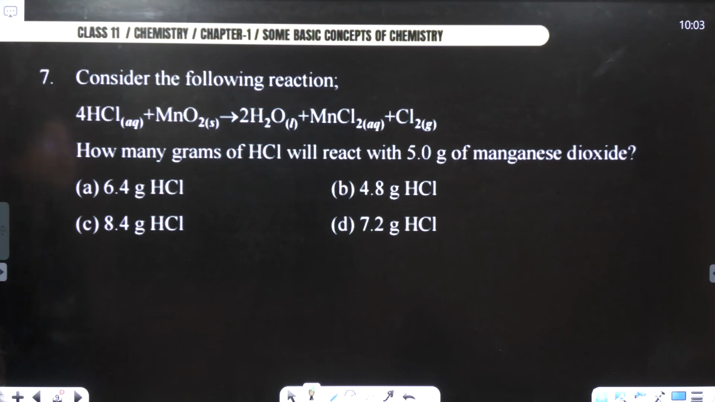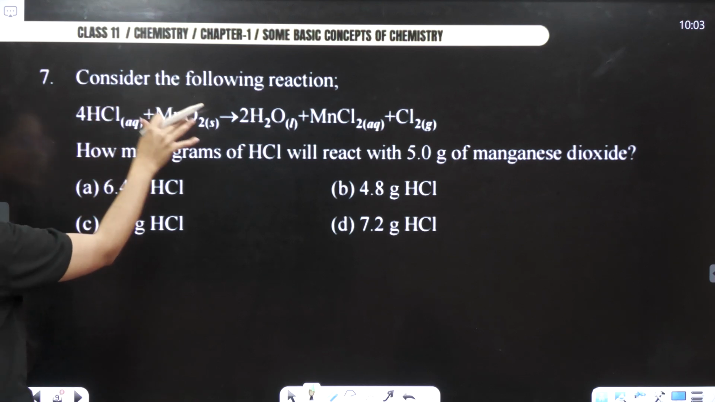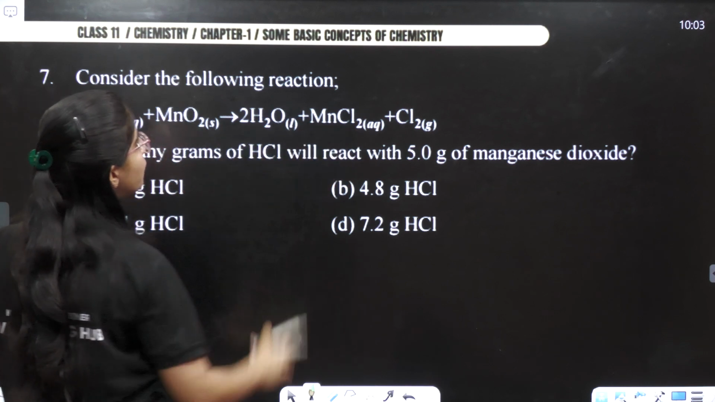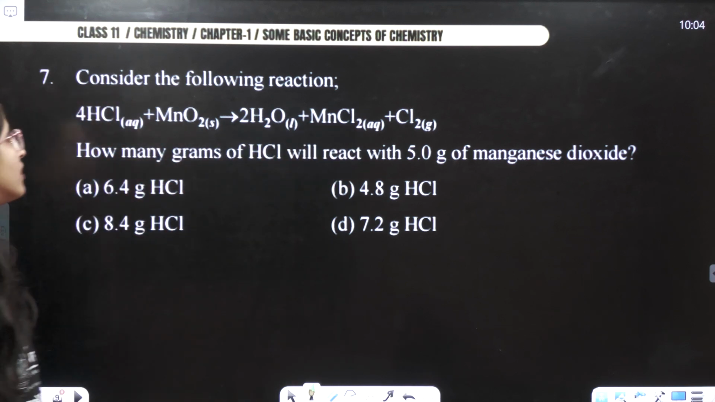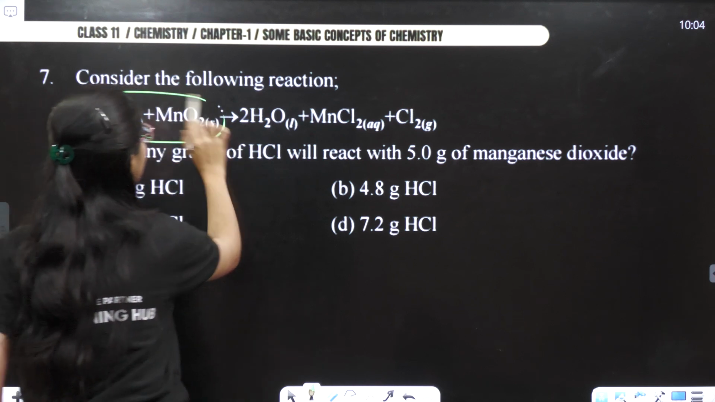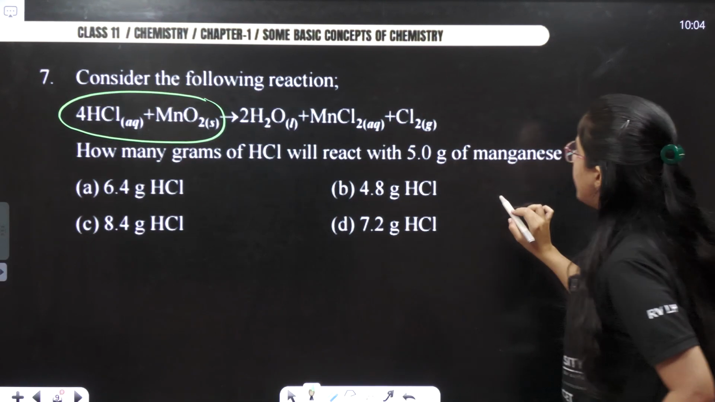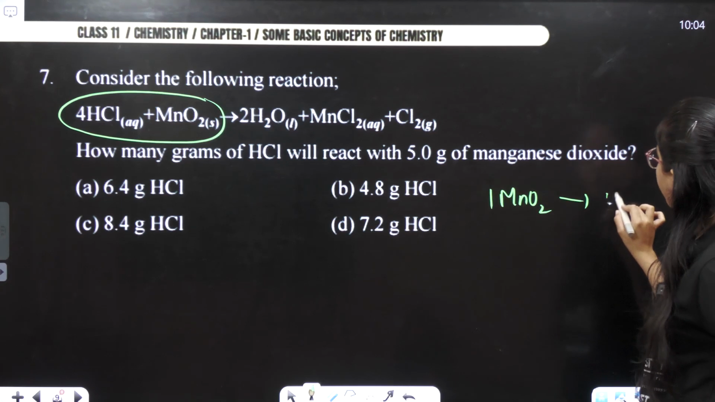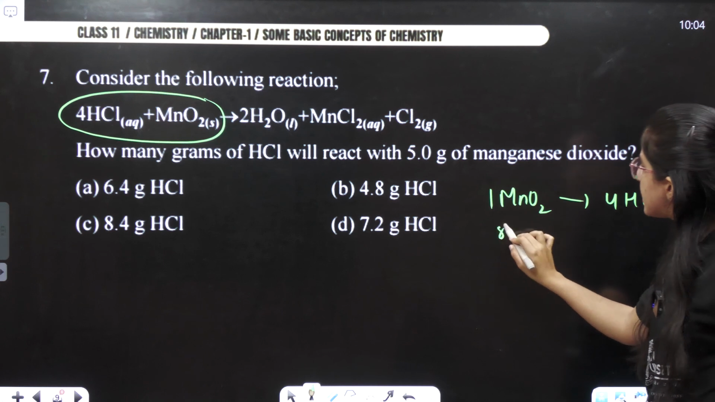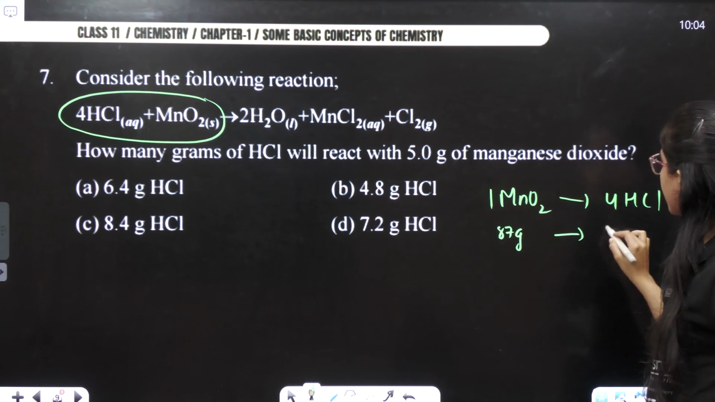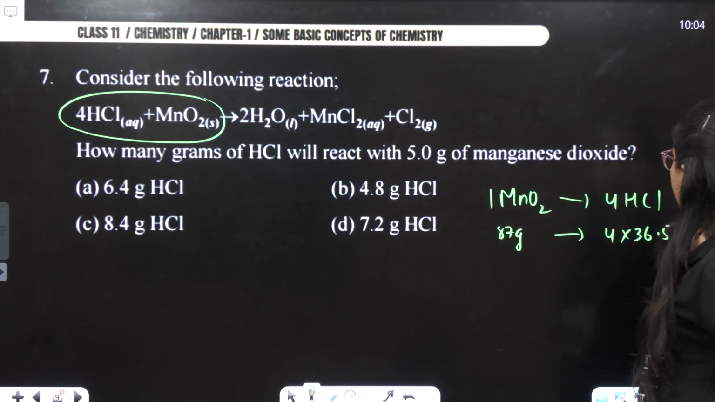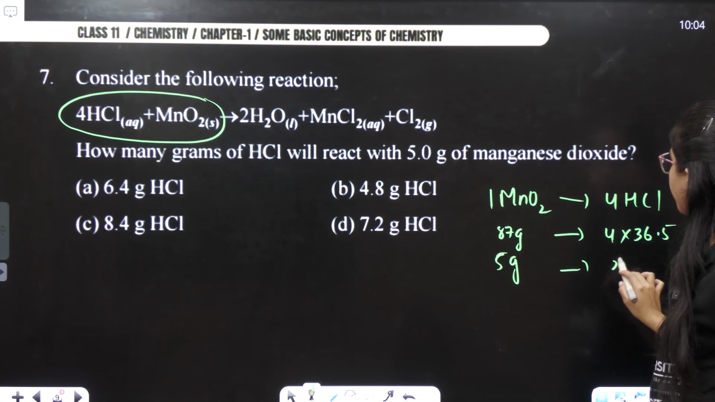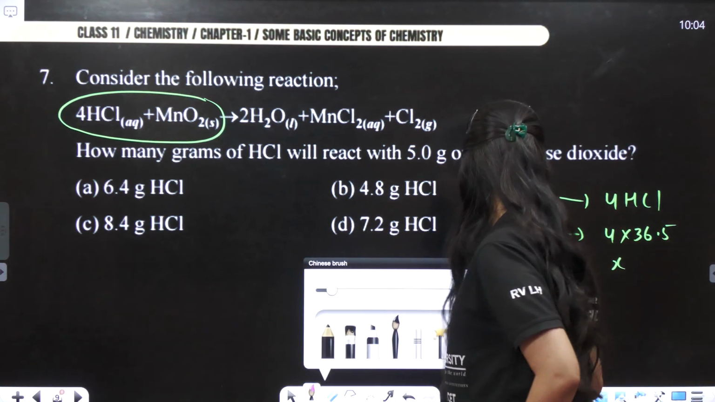Next question. Consider the following reaction. We have to consider this particular reaction, and they have asked how many grams of HCl will react with 5 grams of manganese dioxide. So you can clearly see from this equation that 1 mole of manganese dioxide requires 4 moles of your HCl. That means 87 grams of manganese dioxide require 4 into 36.5 grams of HCl. Then 5 grams of manganese dioxide will require how many grams of HCl?